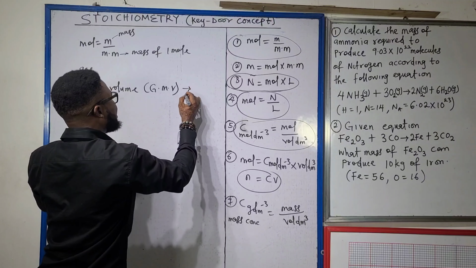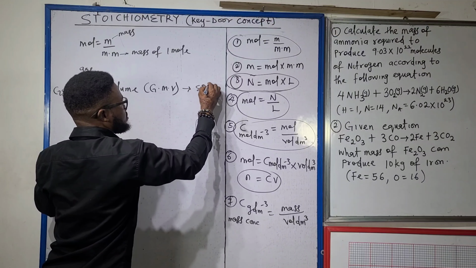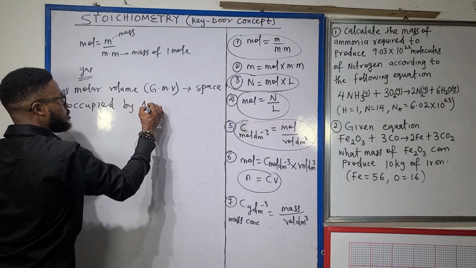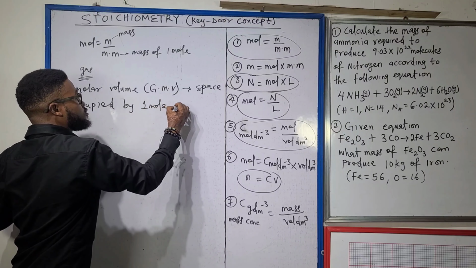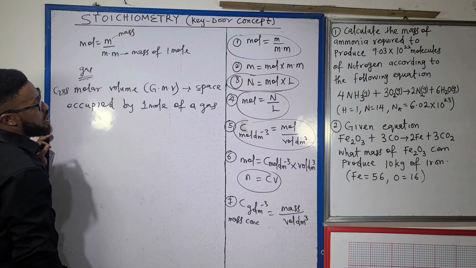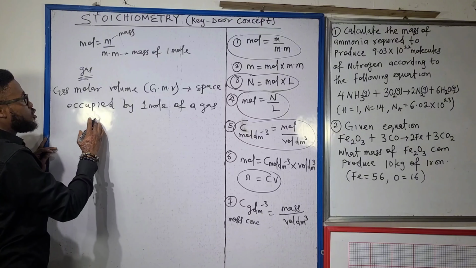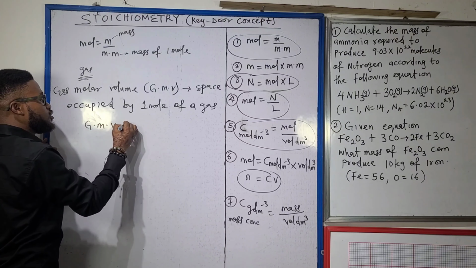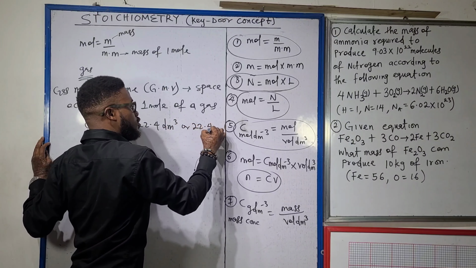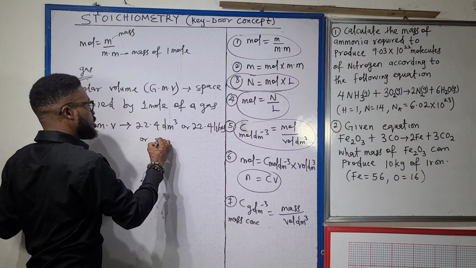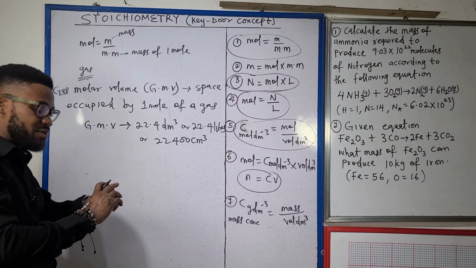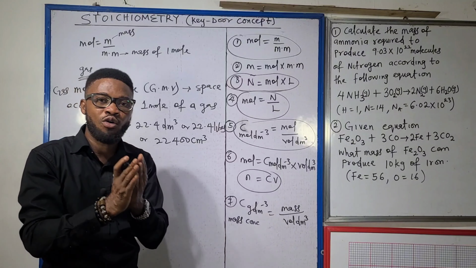This is the volume, that's the space occupied by 1 mole of just about any gas. This volume occupied by 1 mole of a gas, the molar volume, is actually 22.4 dm cube, or you call it 22.4 liters, or you say 22,400 cm cube. That's if you're converting from dm cube. So that is gas molar volume. That is the space occupied by 1 mole of a gas.